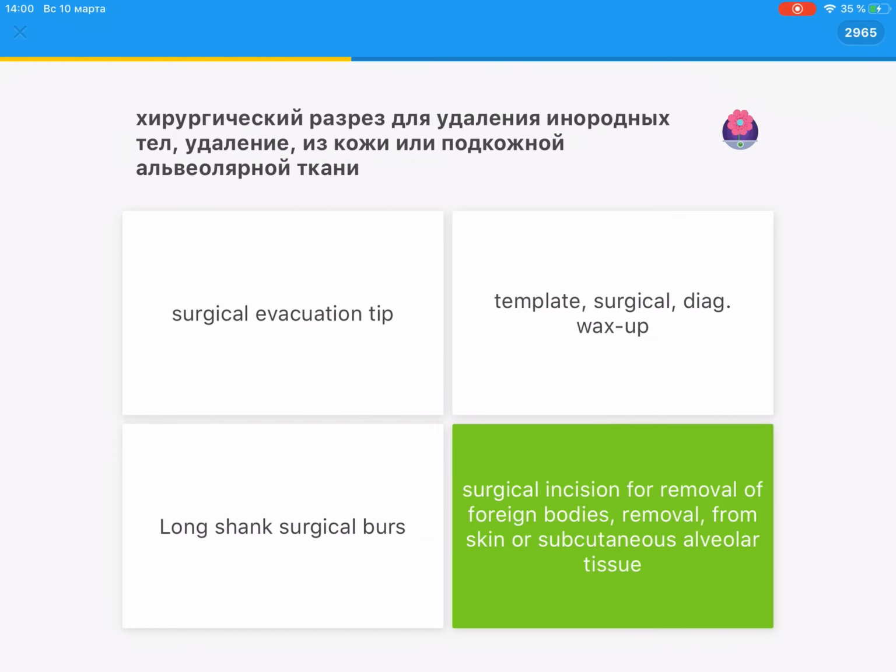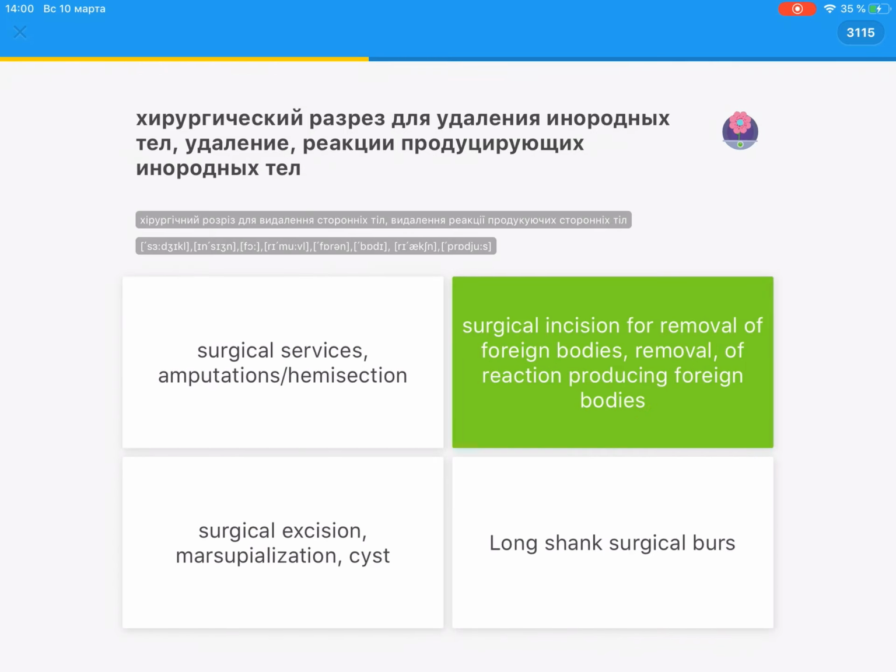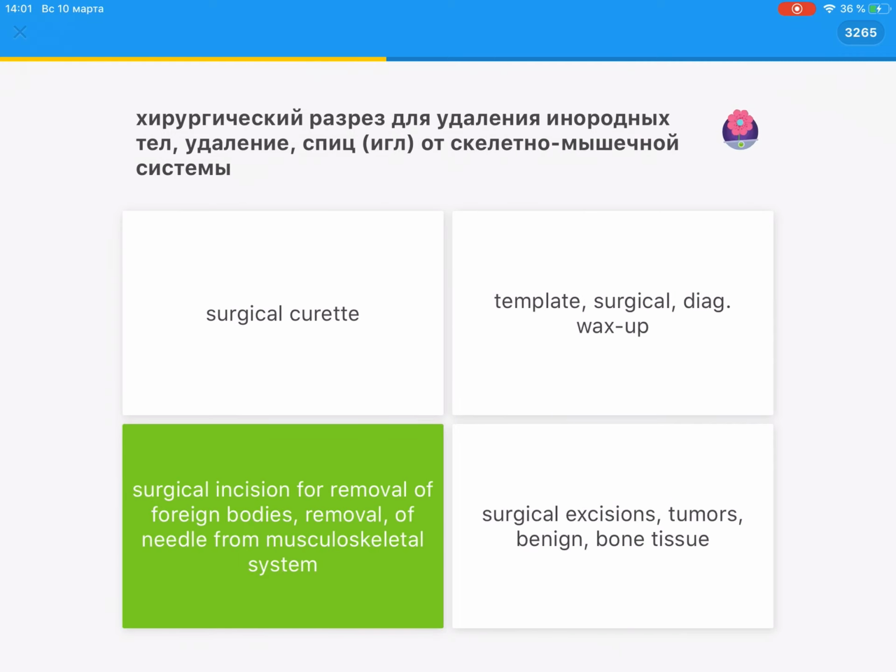Surgical incision for removal of foreign bodies, removal from skin or subcutaneous alveolar tissue. Surgical incision for removal of foreign bodies, removal of reaction-producing foreign bodies. Surgical incision for removal of foreign bodies, removal of needle from musculoskeletal system.